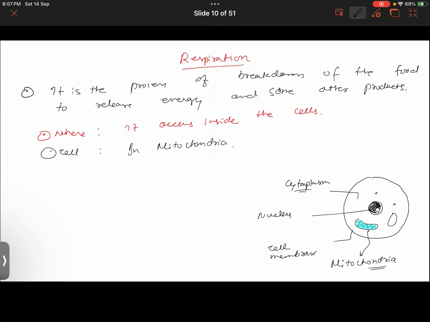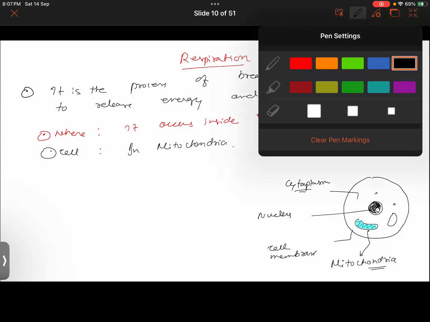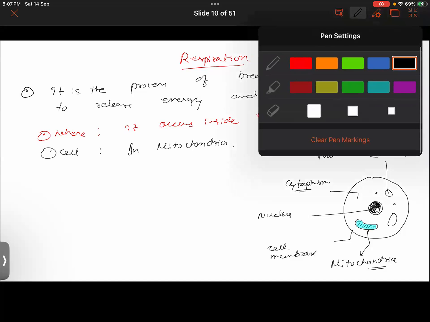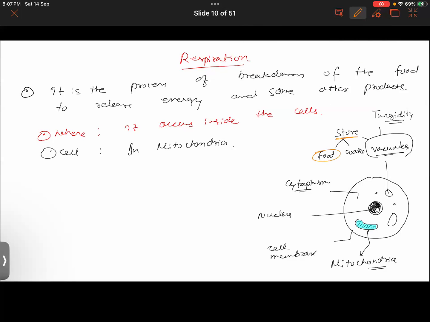There are also structures like vacuoles. Vacuoles provide turgidity to the cells. They have different functions. It provides turgidity to the cell. Turgidity means stableness to the cell. It makes the cells stable. It can store food and water also. So it performs multiple functions in the cells. Getting it?